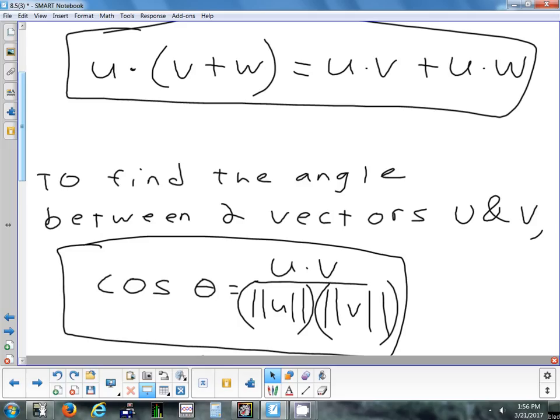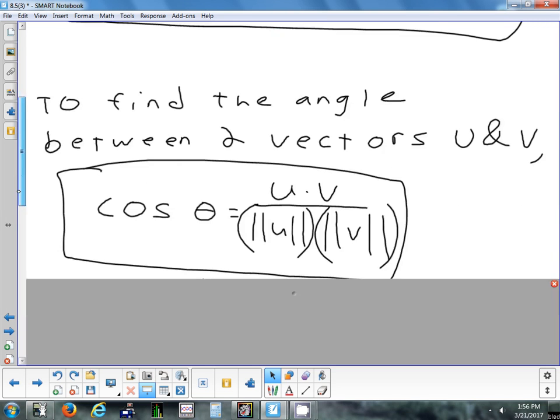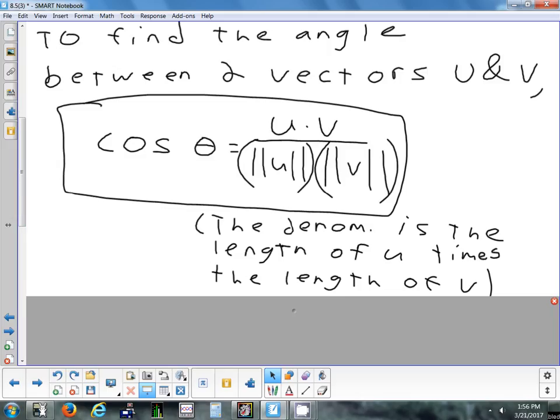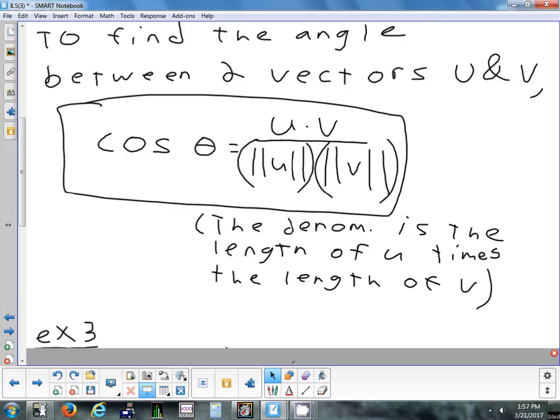Our last step is going to be to get rid of cosine, so we just have the angle. How would you get rid of cosine? Inverse cosine. So whenever you want to find the angle between two vectors using this formula, that's the last step. Use inverse cosine. Here I'm just writing out what the formula says. The denominator is the length of u times the length of v, or you could say magnitude.